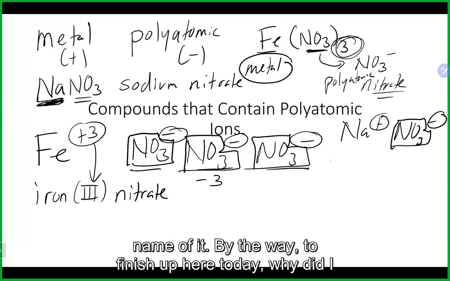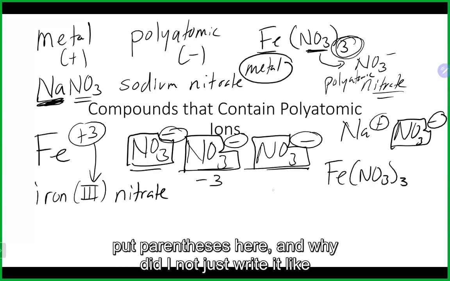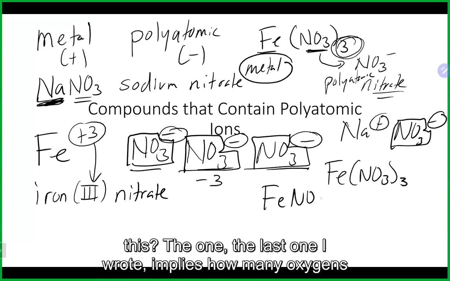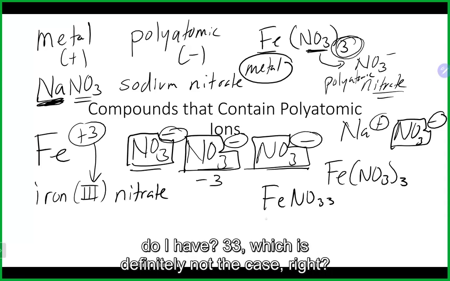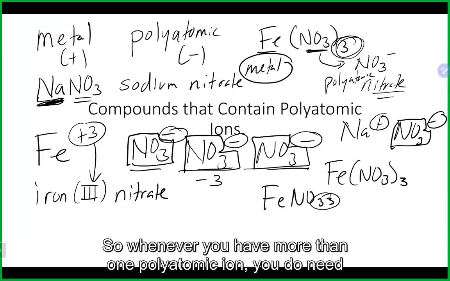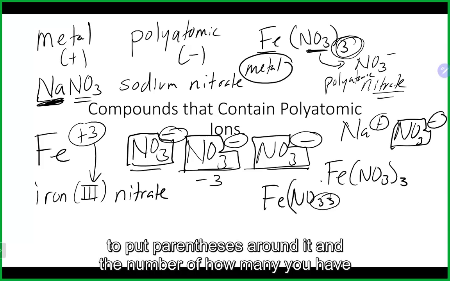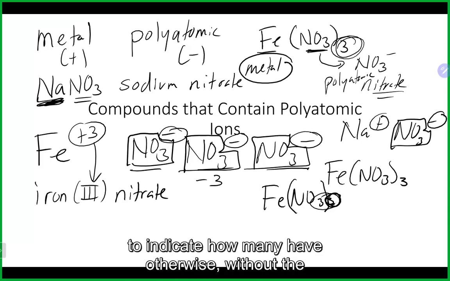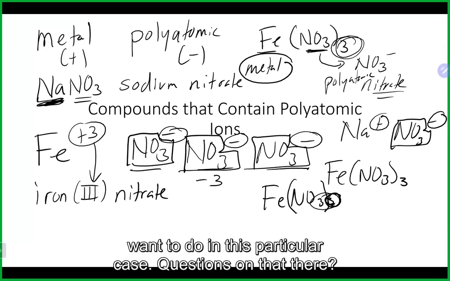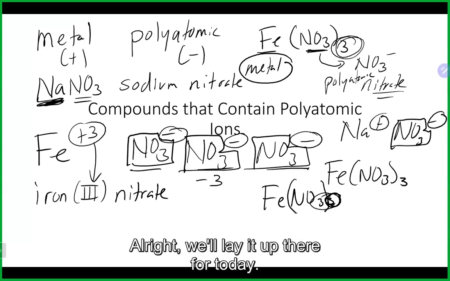By the way, to finish up here today, why did I put parentheses here? And why did I not just write it like this? The last one I wrote implies how many oxygens do I have? 33, which is definitely not the case, right? So whenever you have more than one polyatomic ion, you do need to put parentheses around it and the number of how many you have to indicate how many you have. Otherwise, without the parentheses, you're actually doing something that you do not want to do in this particular case. Question on that there. All right, we'll lay it up there for today.